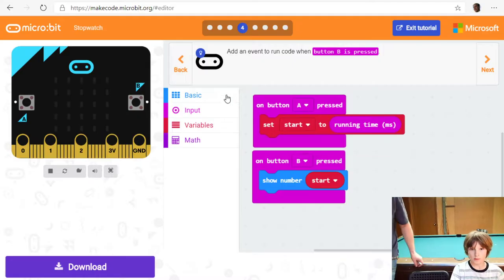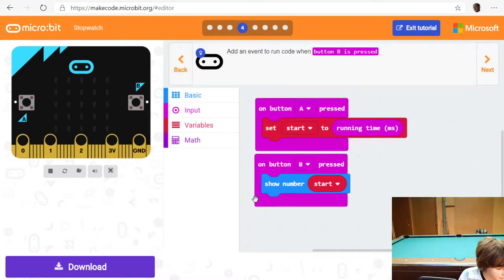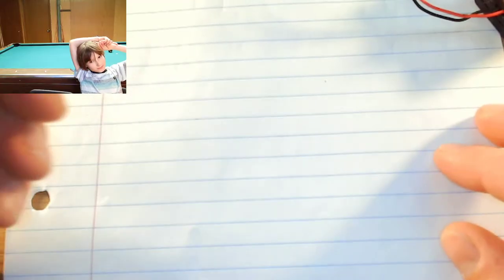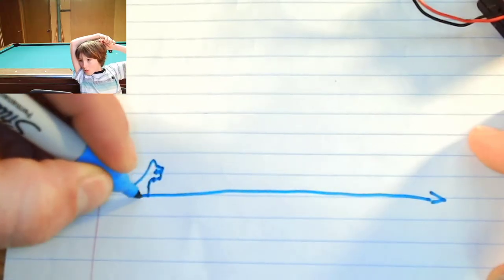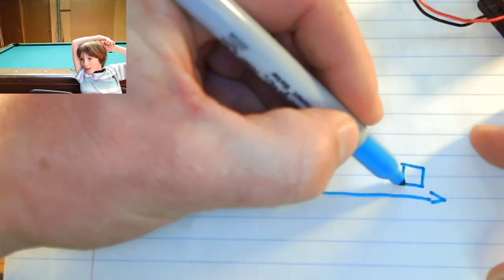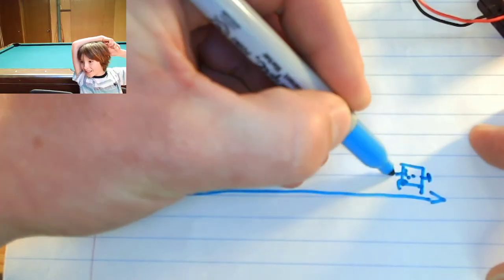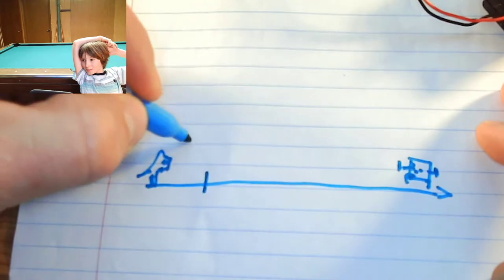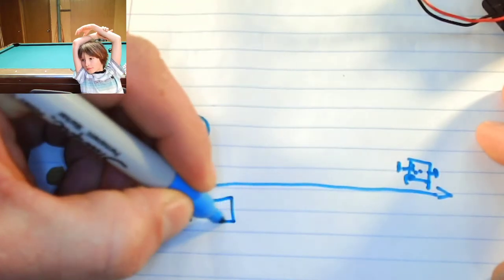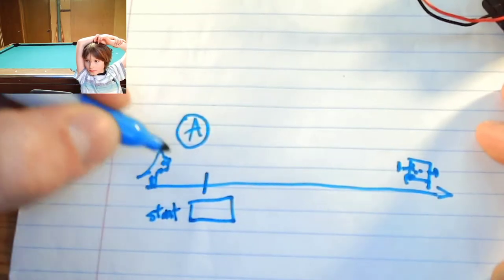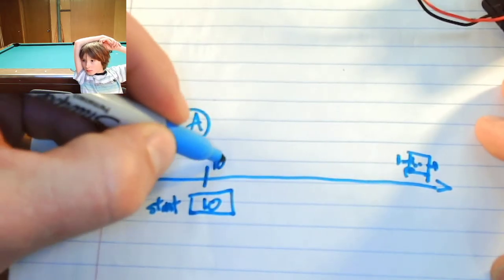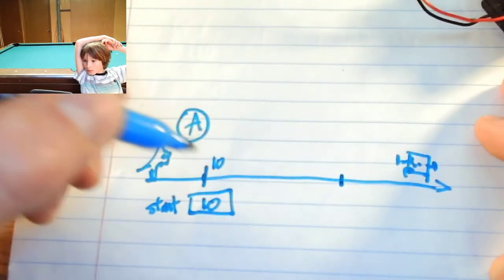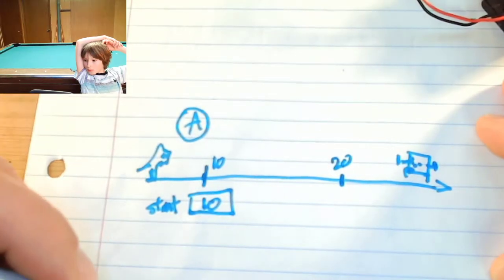Okay, let me show you on a piece of paper. So imagine this is the line of time, and we've got dinosaurs here, right? So that's the past. And in the future, we have microbits. Little microbits. Okay, so when you press A, we store a value in start. So this is start. Let's say we store 10. That's the running time. And then time goes on, and then we arrive at, I don't know, time 20. And then we press button B.